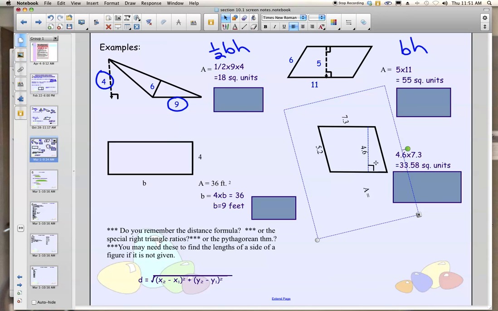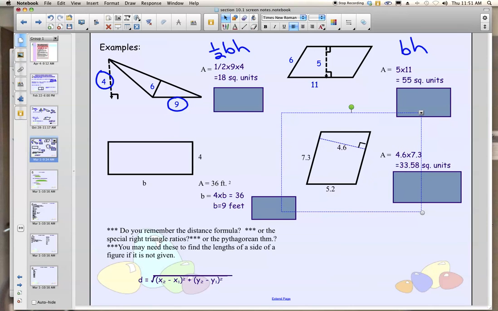now you've got a base that's 7.3 and a height of 4.6. So even though they give it to you sideways, that is the way that you're going to want to do it. So you would do 4.6 times 7.3, and that would give you 33.58 square units.